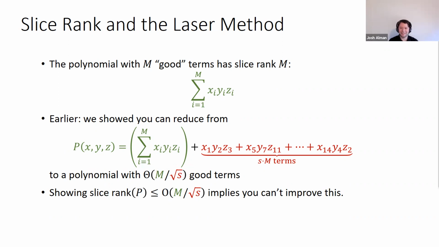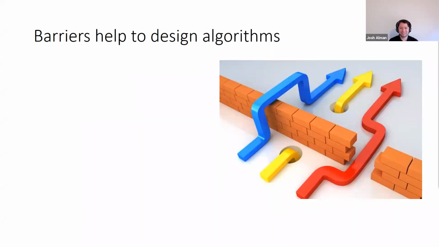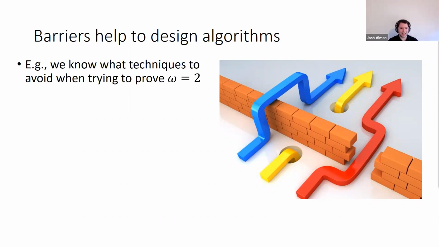Okay, so I want to finish on a more optimistic note, I guess. Even though this barrier might seem like a sad result if you're someone who really wants to prove omega is equal to 2 and design fast matrix-multiplication algorithms, barriers can also be helpful to designing faster algorithms. A simple observation is that we now know what techniques to avoid when we're trying to prove omega is equal to 2. And it can help to focus our attention on techniques that might be more effective.